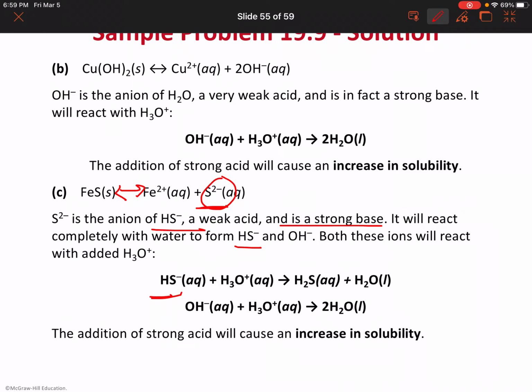So the sulfide will react with hydronium ion to give HS-, and HS- will react with hydronium ion forming H2S and water, and as a result it will increase the solubility.